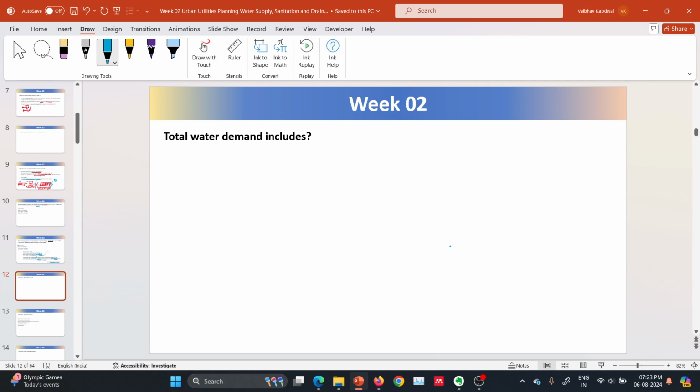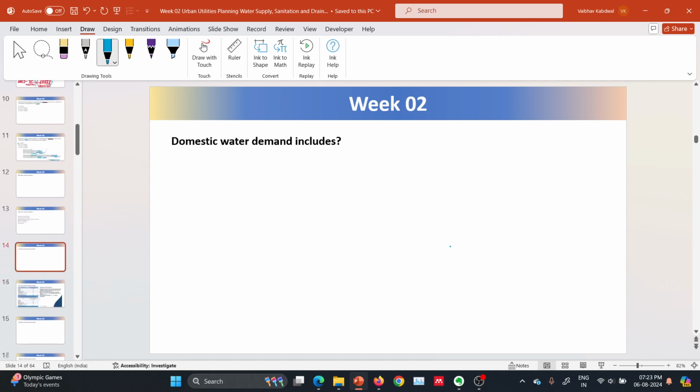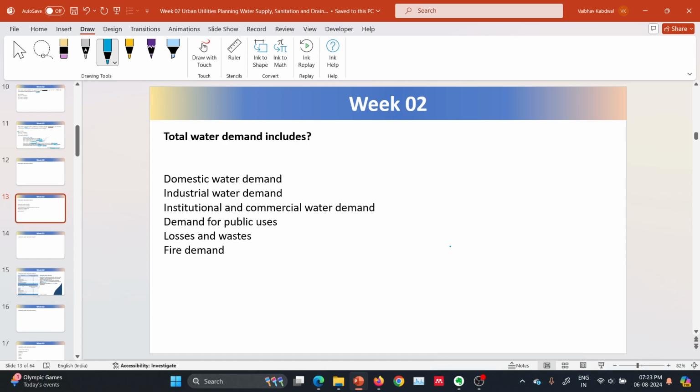So, what is the total water demand? Means what does it include? So it includes domestic water demand, industrial water demand, institutional and commercial water demand, demand for public uses, losses and waste, and fire demand. So these are all the demands which are taken into account for a water supply scheme or for the water supply infrastructure. So we'll talk about all those demands one by one.